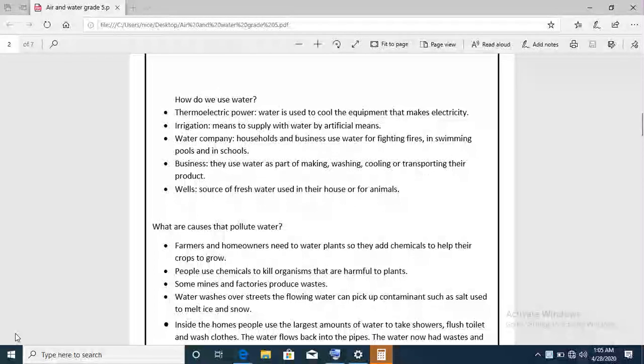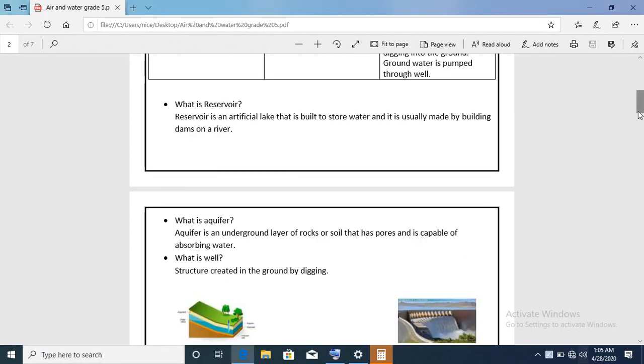Good morning, grade 5. We're going to continue our lesson, Air and Water, which is lesson 1 in quarter 4. In this session, we need to know 4 things. How do we use water? That's the first thing we need to know.